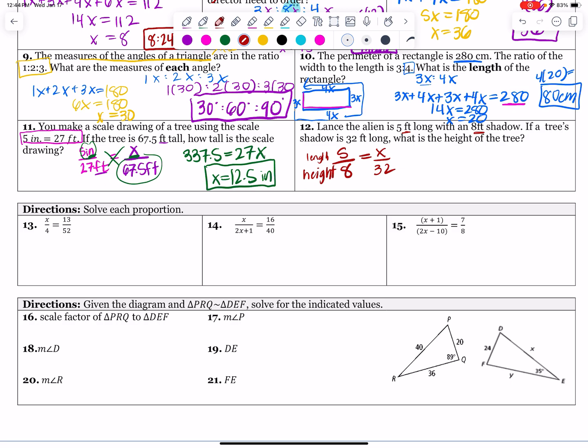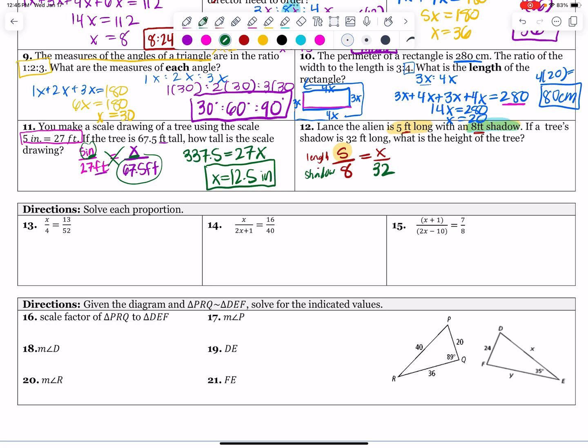Let me make sure I set this up right. Hold on one second, guys. Oh, nope. Okay, here we go. Let me highlight it. This always helps me out. 5 feet long to the 8-foot shadow. So that's going to be his length to his shadow. So it's not his height, it's his shadow. Okay, so then it says that if the tree's shadow is 32 feet long, so the shadow is 32 feet long. Yeah, so I did that right. So let's put the 32 here. What is the height of the tree?